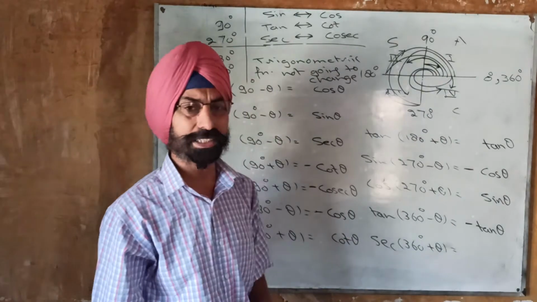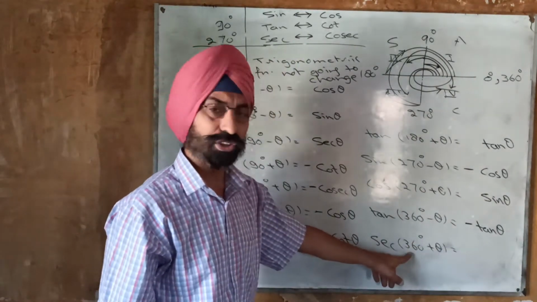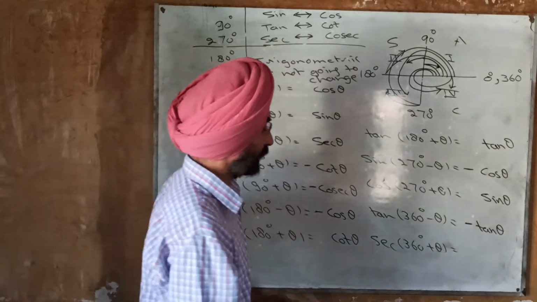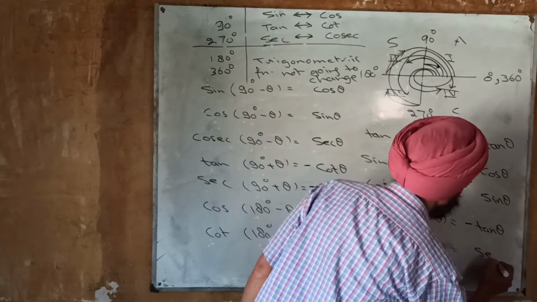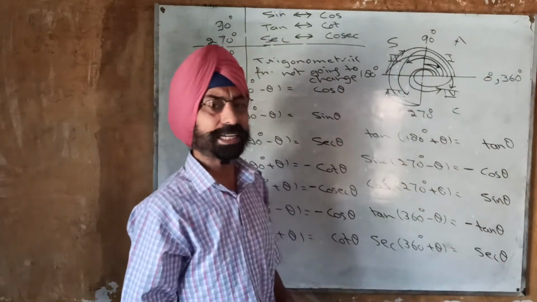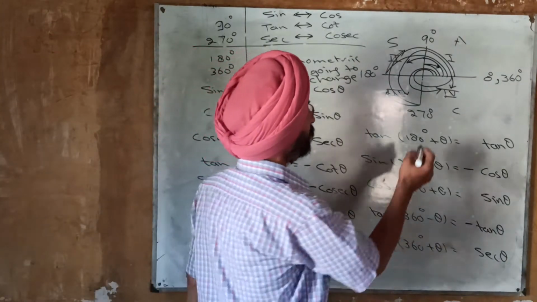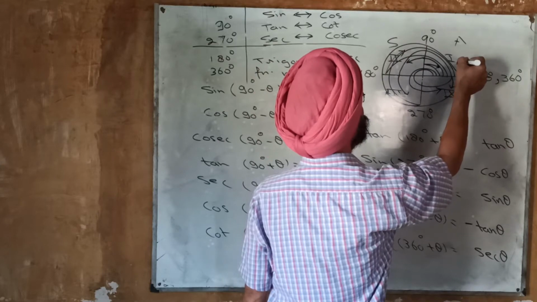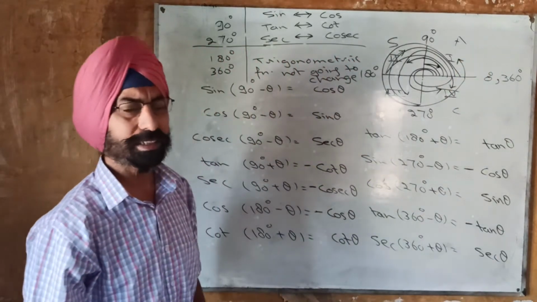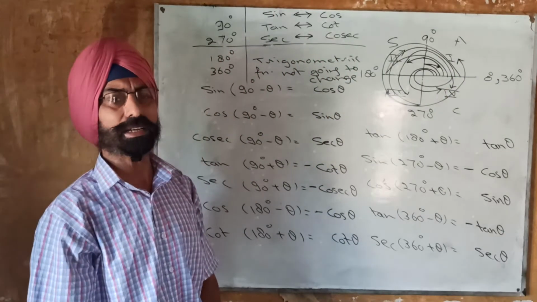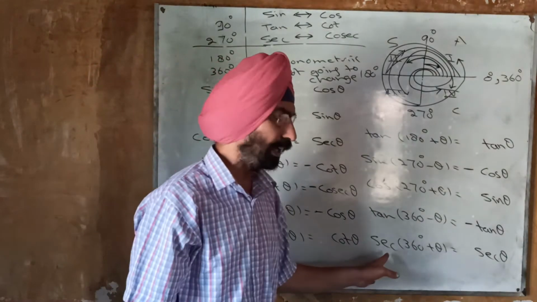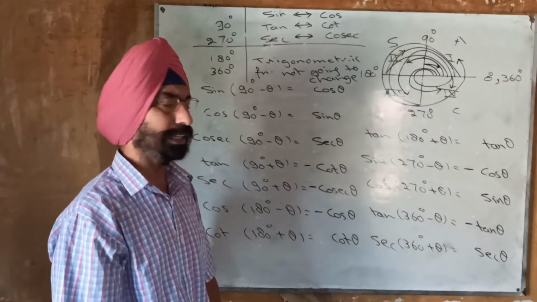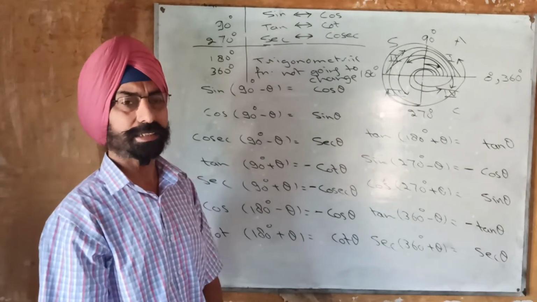Secant 360 plus theta. Once again the case of 360, trigonometric function is not going to change, so secant will remain secant theta. And what about negative or positive sign? It is 360 plus theta, it is your 360, and plus theta will take you into the first quadrant. In first quadrant all the trigonometric functions are positive, so secant will also be positive, so the result will be secant 360 plus theta is equal to secant theta.